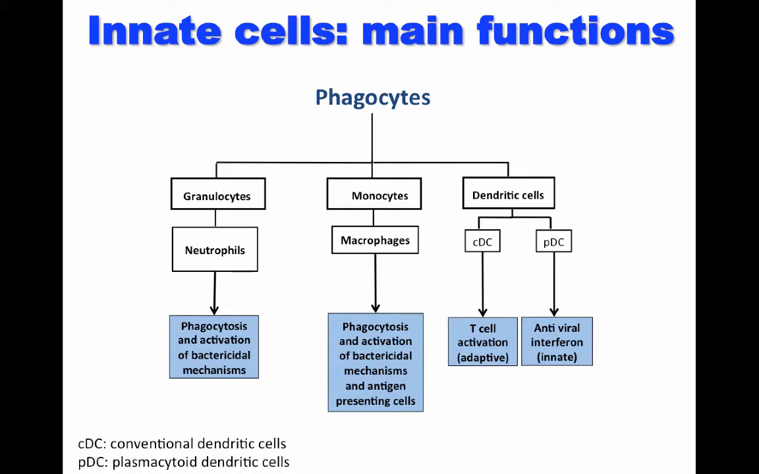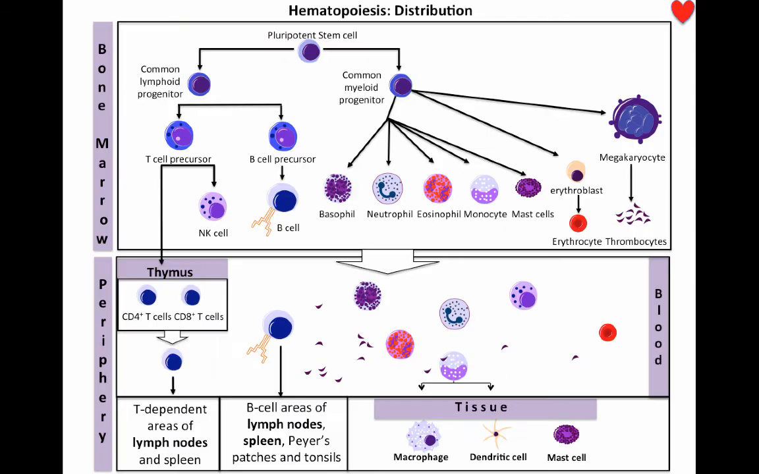A third class of phagocytes are dendritic cells, which include conventional dendritic cells that participate in the T-cell activation of the adaptive immune response, and plasmacytoid dendritic cells, which participate in the antiviral response by releasing massive amounts of interferon.